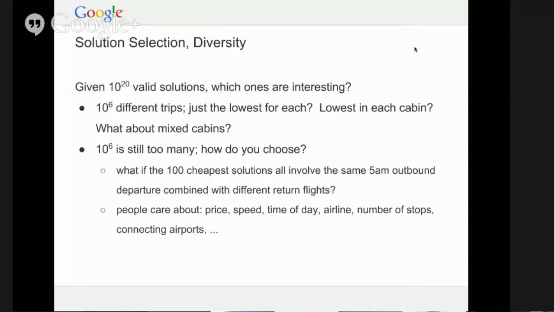And how do you define interesting? Just the lowest, or the lowest in each cabin, like economy? What about mixed cabins? Like if I want to show that if you pay just a few dollars more, you could get a business class in one of the legs, but economy in the other. And also, even if I can narrow it down from 10 raised to 20 to say a million, that is still too many.